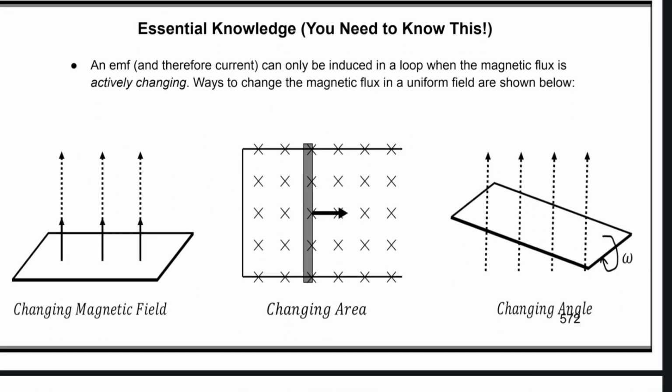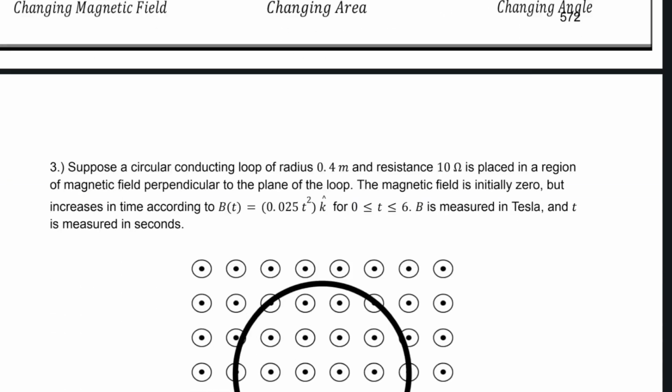So here's a visual of each. You can change the magnetic field, so make it weaker or stronger. You could change the effective area, or you could change the angle the field makes with the loop. So first we'll do a few involving just changing B.